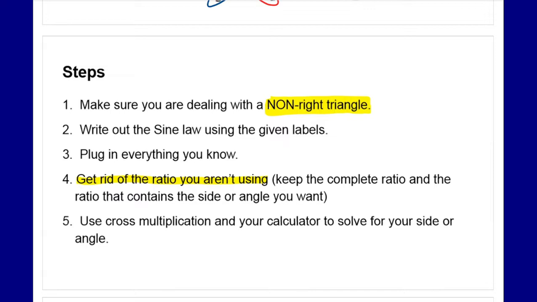So essentially what you need is a complete ratio and the ratio that contains the side or angle that you want. Essentially what we're going to be working with is a full pair and a half pair. And we'll talk about that as we go through the examples. And then we're going to use cross multiplication and our calculator to solve for the side or the angle. So again, we will look through those examples so you don't have to worry about that.